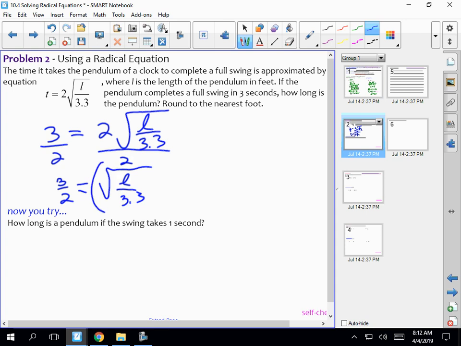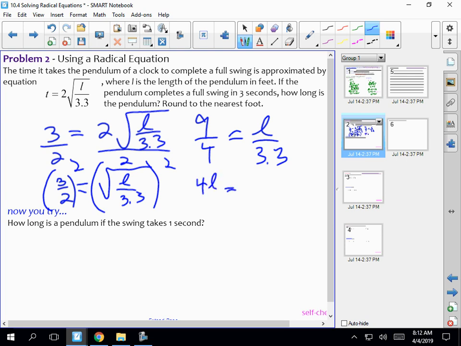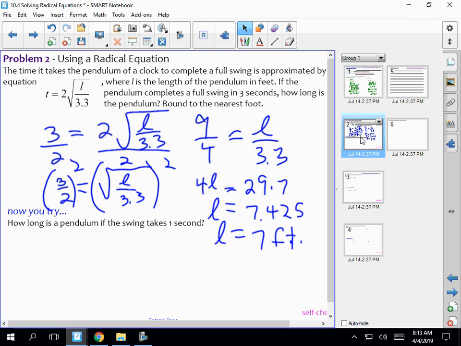If I square each side of the equation here, I get 9/4 equals L over 3.3. And what you see is a proportion here. I can cross multiply. So I've got 4L equals 29.7. When I divide by 4, L ends up equaling about 7.425, or we'll just say L equals 7 feet to the nearest foot. Real life sort of equation. That one we got to divide each side in order to isolate the radical. So in each of the first 2 examples, you had to isolate the radical first before squaring and solving.